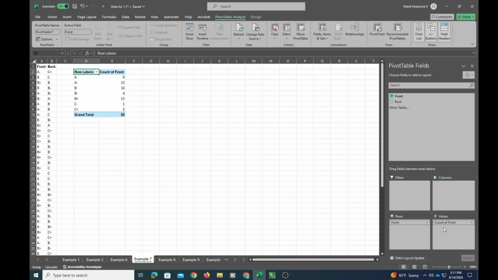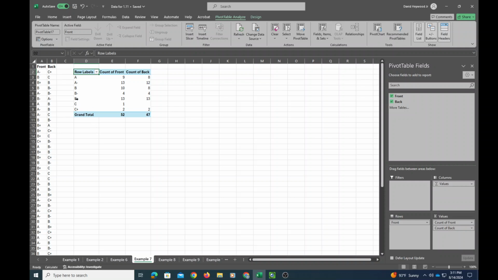Okay, so I want to count up the grades for people that sit in the front, and I want to count up the grades for people who sit in the back. So by dragging front to the rows tile, that'll give me the grade categories, and then I can drag front and back both to the values tile, and that'll give me the appropriate columns.